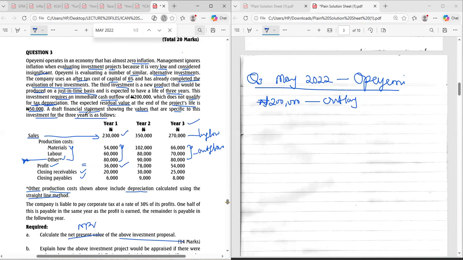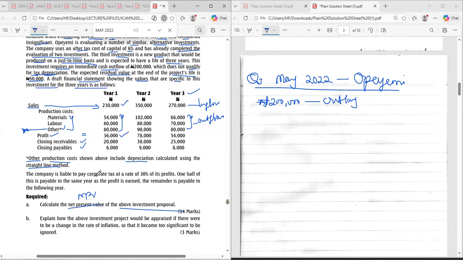That's the main reason. So they now said the company is liable to pay corporation tax at 30% of its profits. Taxes are paid on profit, not on cash flow. So you're going to be paying your corporation tax on your what? Profits. Half of this is payable in the same year as the profit is earned, and the remainder is payable in what? So if you make 5 million in 2020, you pay 2.5 that same year, and pay the other 2.5 in 2021. Does that make sense?